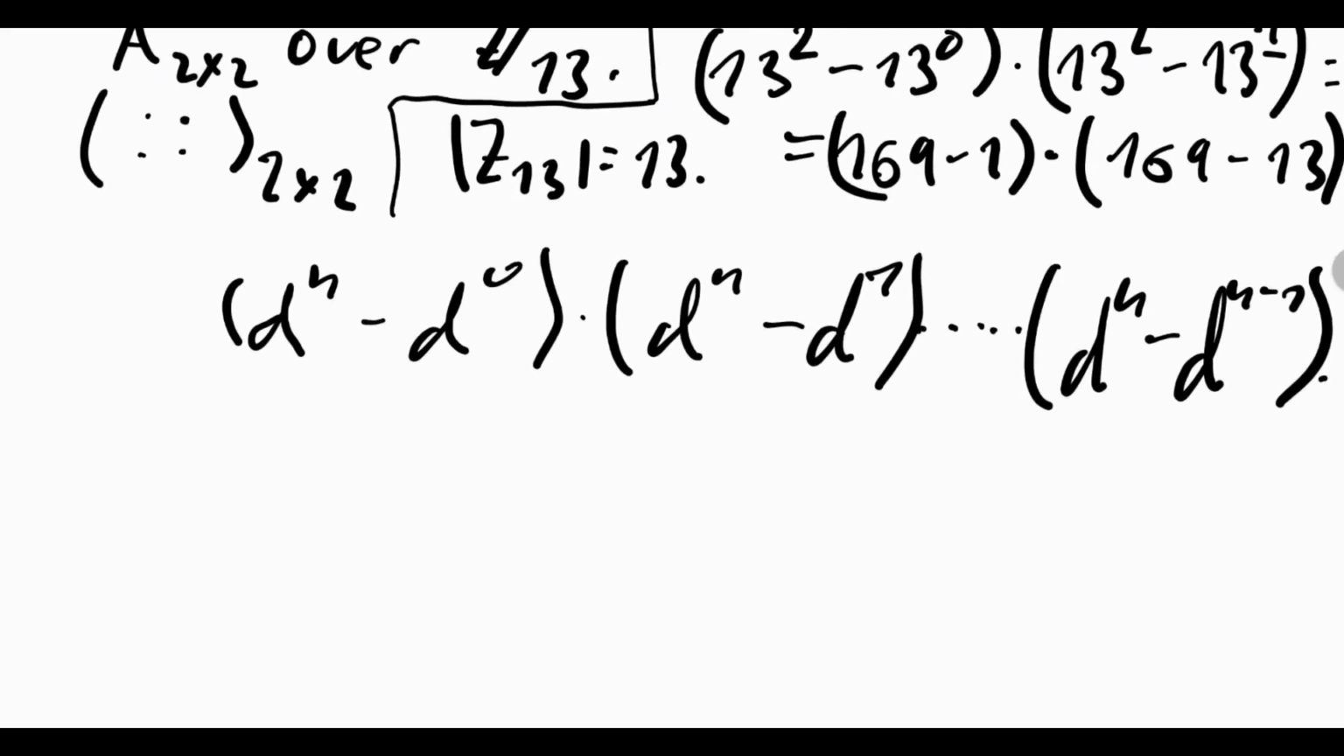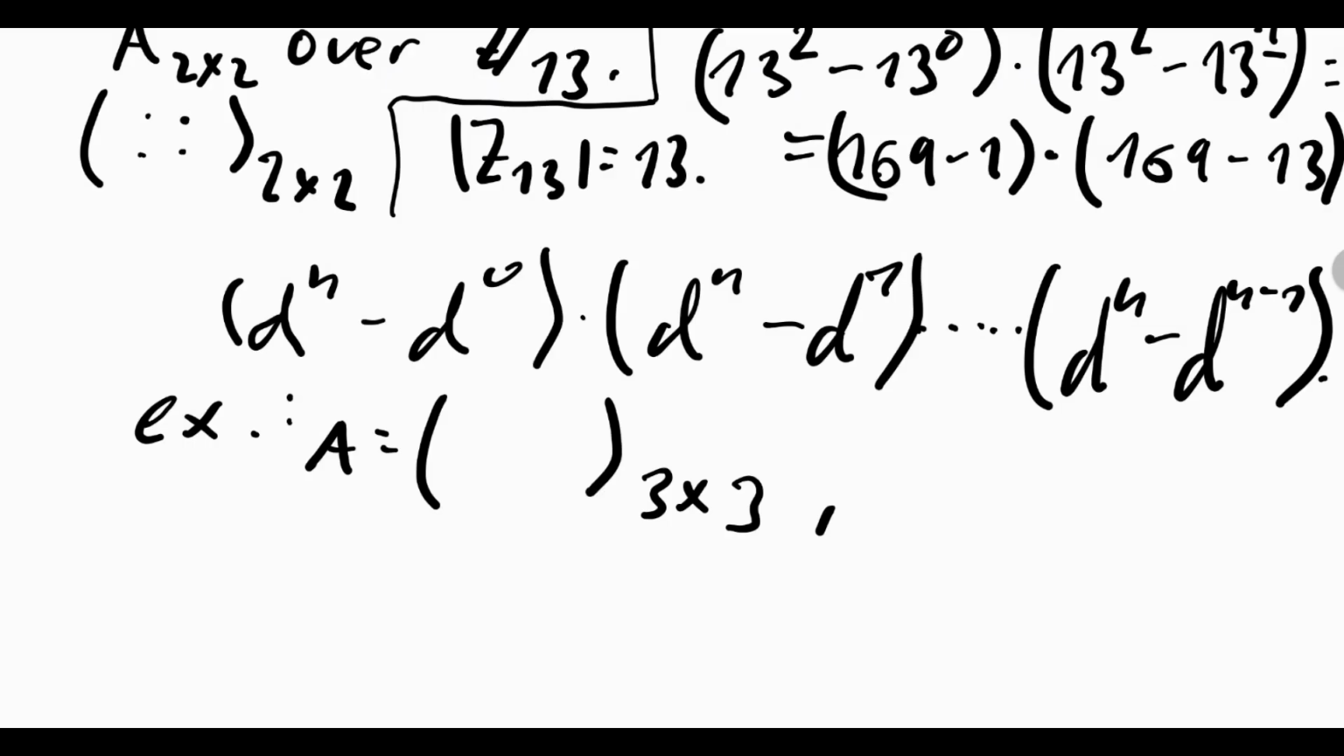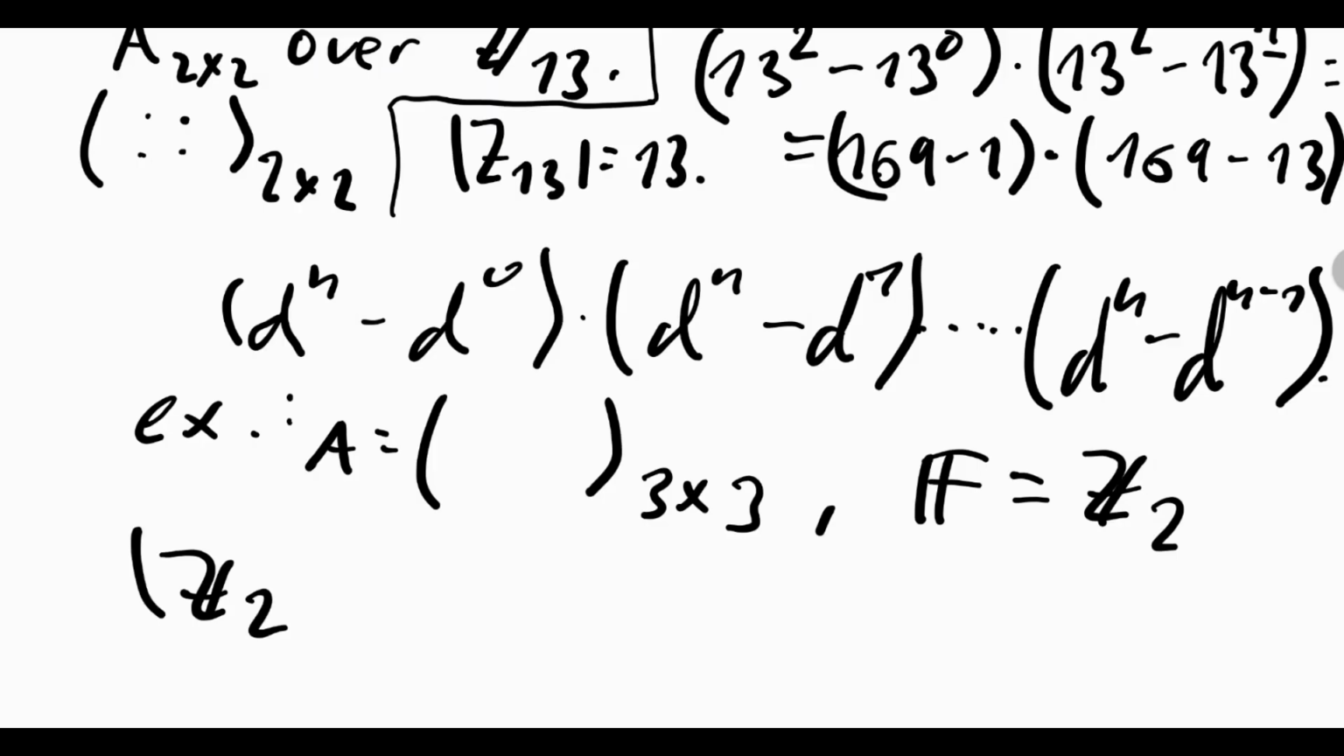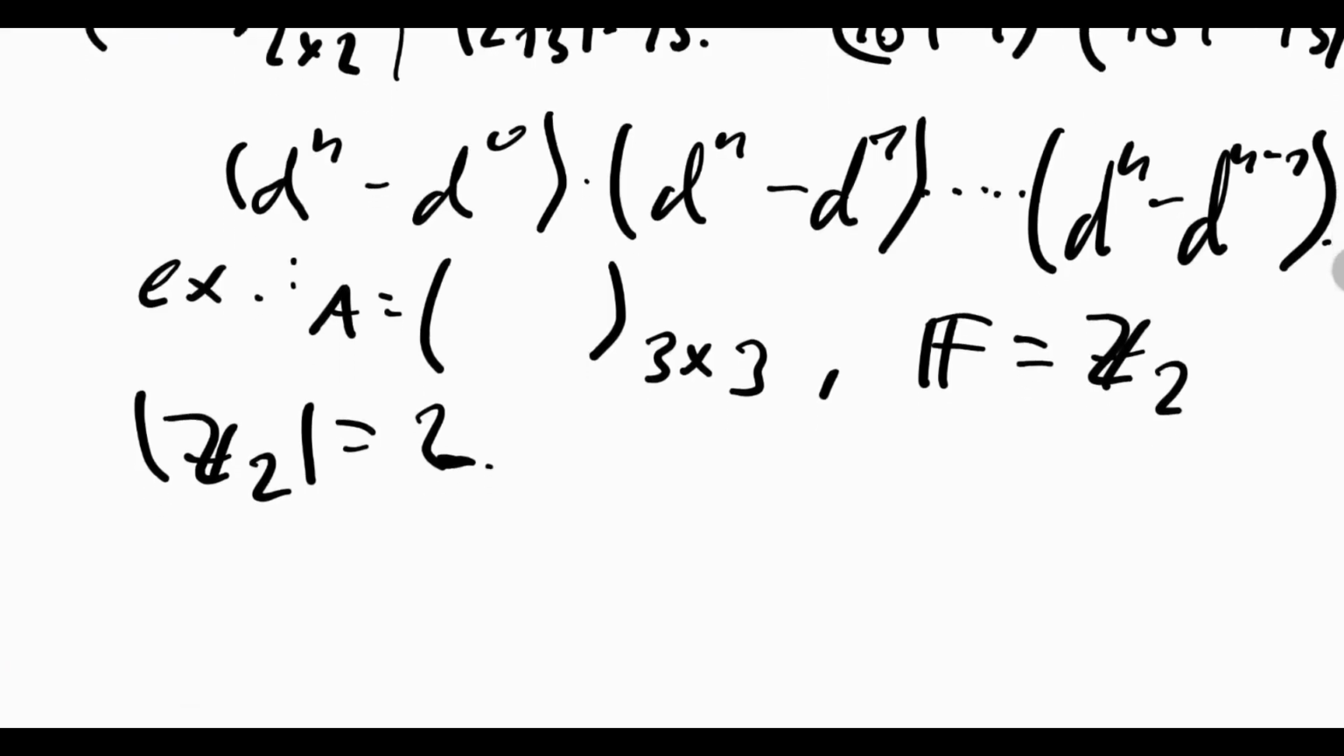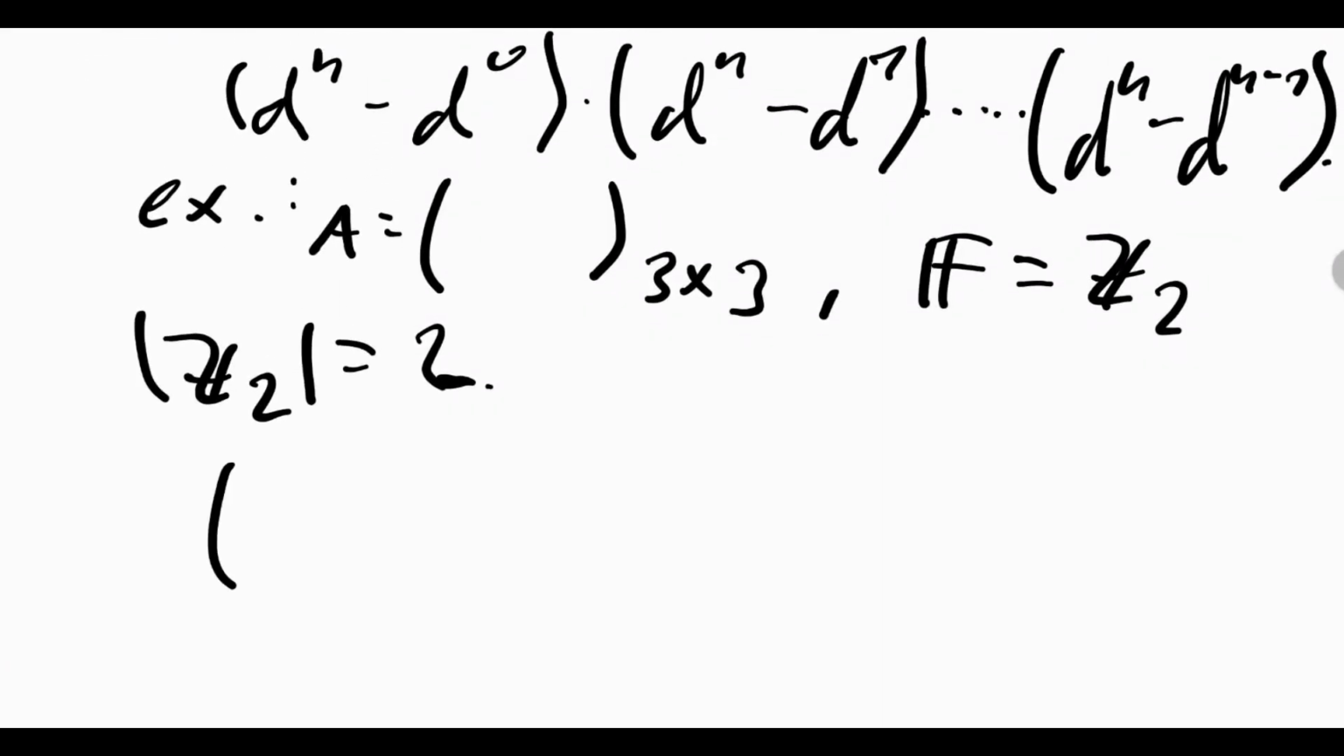An example would be a matrix that's 3 by 3, and we have a field. The field we choose will be just Z2. Z2 has 2 elements, so that's going to be a small number this time, but there are going to be more entries in the matrix. The calculation goes with still the same idea. We take the number of elements in the field, power it to the dimension of the matrix, minus the same but to the 0 power. We increase the right term's power by 1 until it reaches n minus 1.